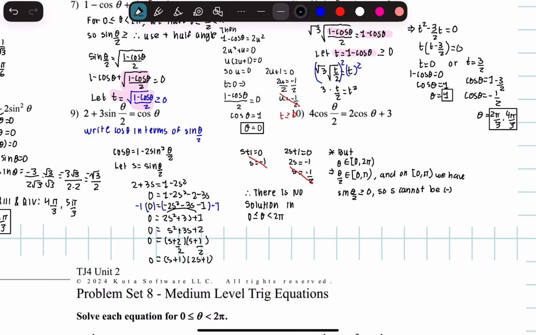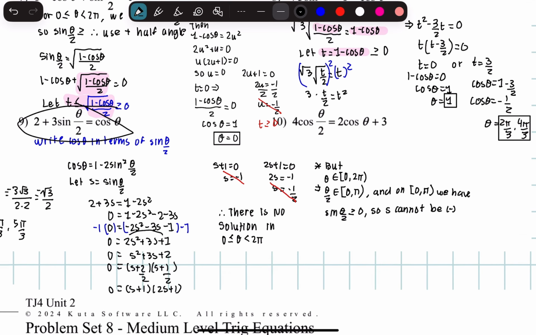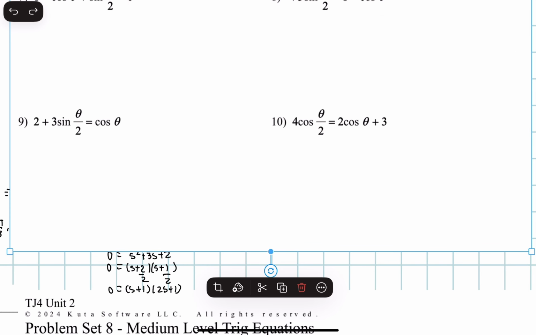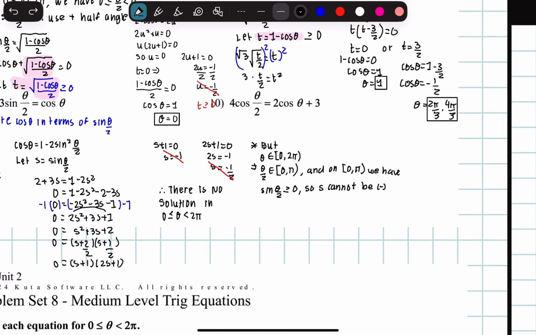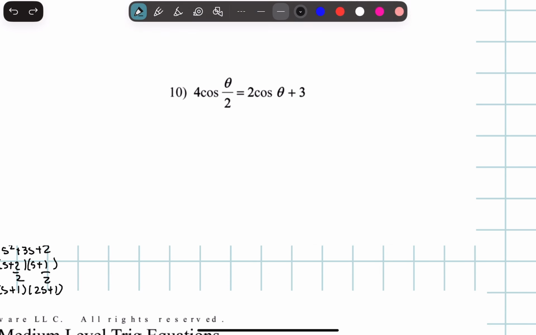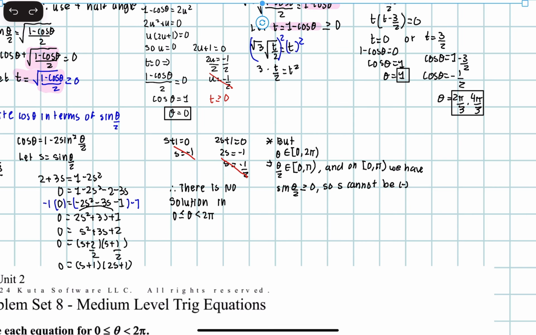And this is for question 9, but we kind of ran out of space again. So I'm going to try to make room.